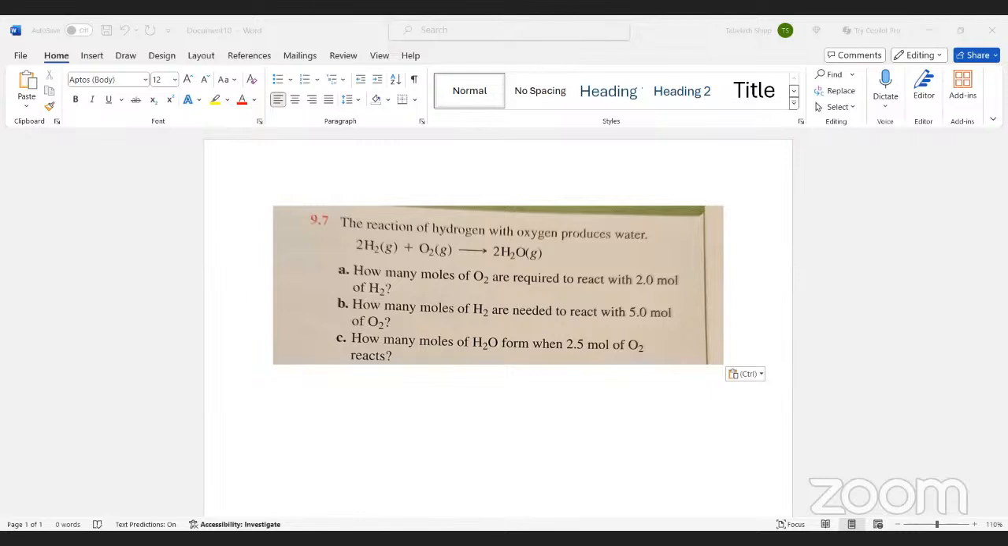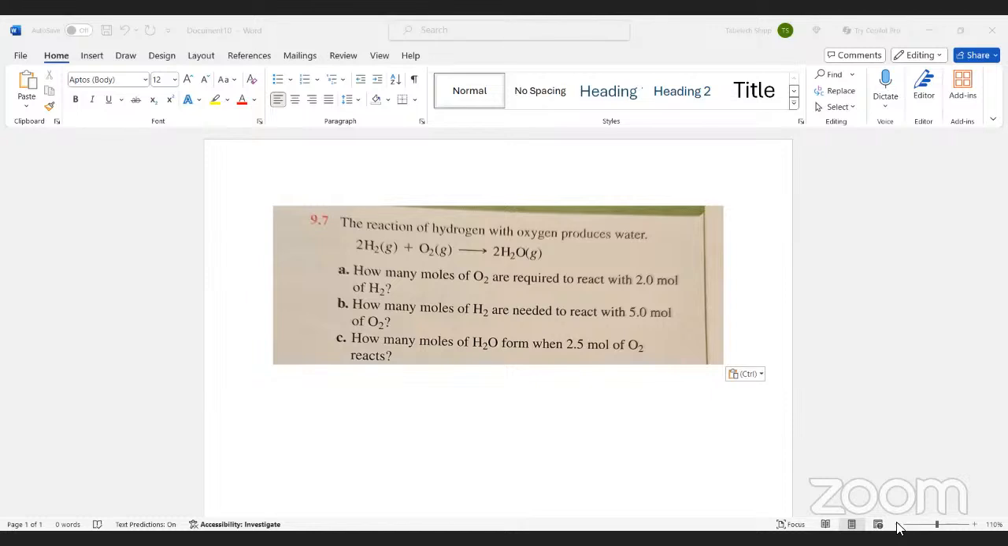And so now let me go ahead and break this down for you. Whenever you're given a problem of this nature, we're going to focus on number 9.7. Let me zoom out a little bit. We're going to do letter A. And it looks like it's trying to refocus. Okay, there we go. So I'm going to do letter A, okay? And in letter A, they're asking you to determine how many moles of oxygen are required to react with 2.0 moles of hydrogen. So this is the one that we're going to actually do for you guys.